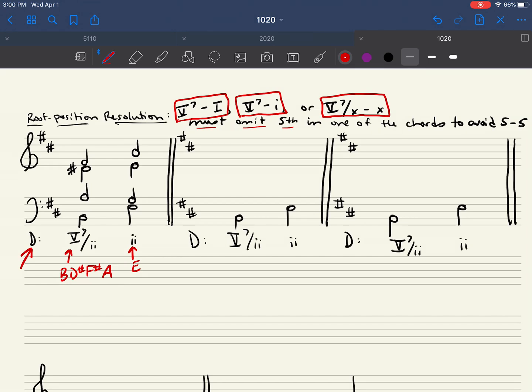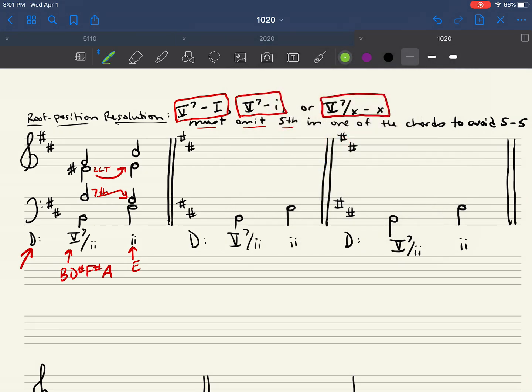I've stacked the chord so that my chordal seventh is in the tenor and it is resolving down like it is supposed to. And my local leading tone is the D sharp and it is resolving upward to the E.